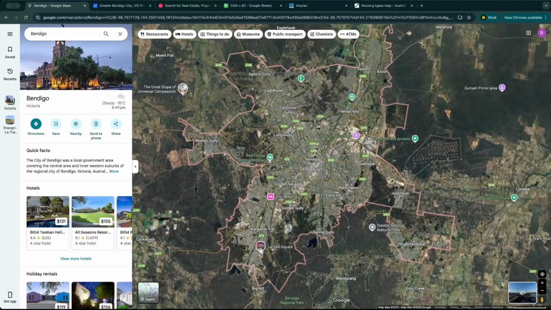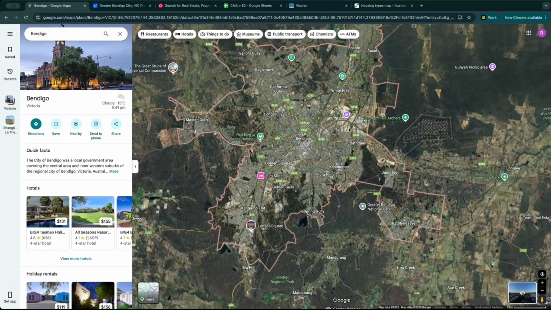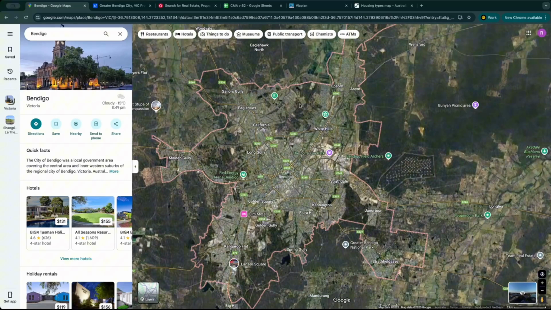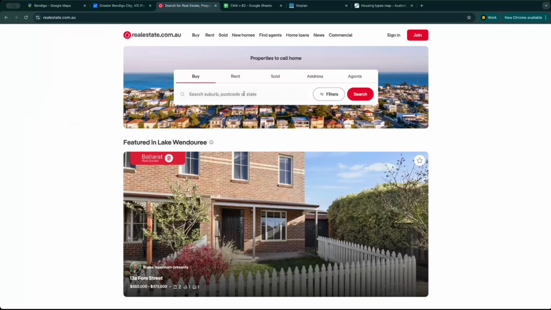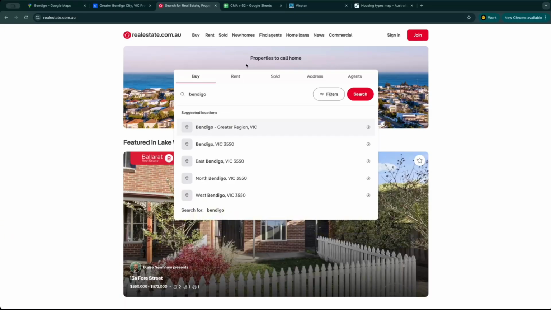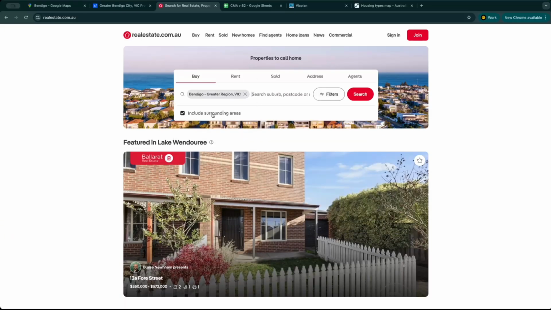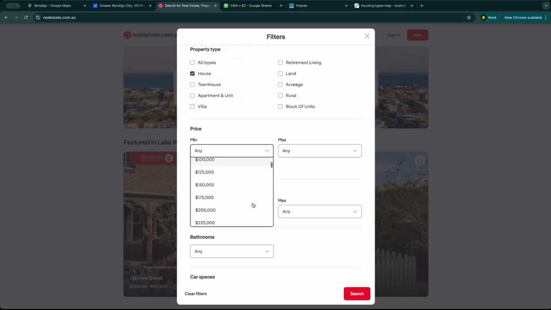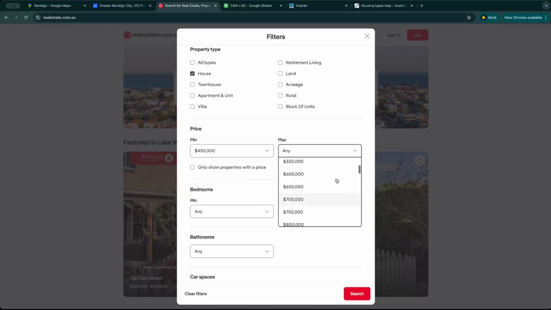So obviously there are certain pockets within Bendigo that you would typically avoid. And so I've already outlined some of those. The next step in the process would be to go on realestate.com and search up Bendigo, Bendigo greater region. Let's not include the surrounding areas. Let's only look at houses at this point, because again, this is essentially me walking you through my own property search. Price point, I'm looking for anything from, let's say, 450K up to 600,000.